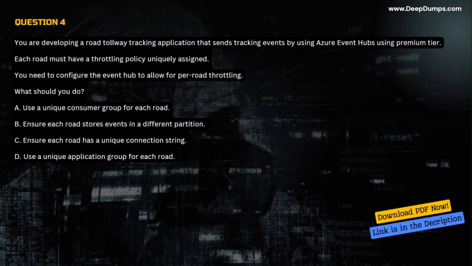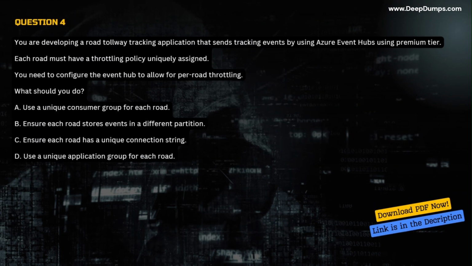Question 4. You are developing a road tollway tracking application that sends tracking events by using Azure Event Hubs using Premium tier. Each road must have a throttling policy uniquely assigned. You need to configure the Event Hub to allow for per-road throttling. What should you do? A.